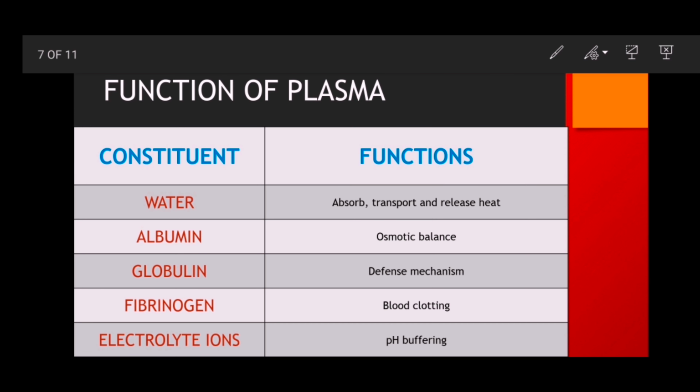We move on to the function of the plasma. First constituent, we have water, which absorbs, transports, and releases heat. Therefore, it helps the blood to regulate the temperature. Then, we have albumin, globulin, and fibrinogen under the protein.